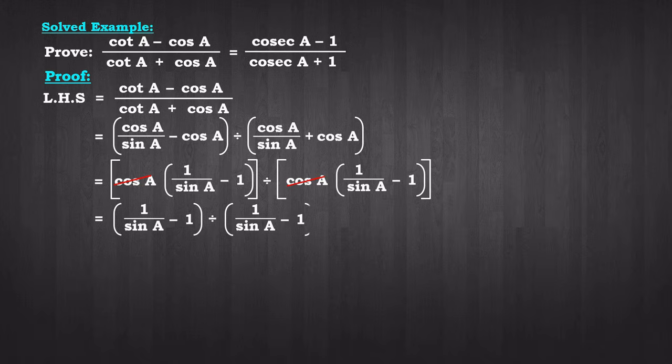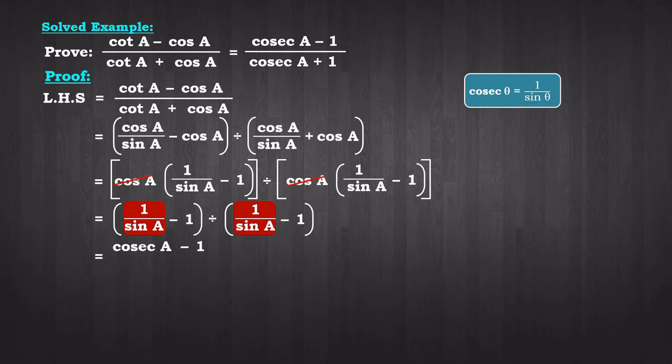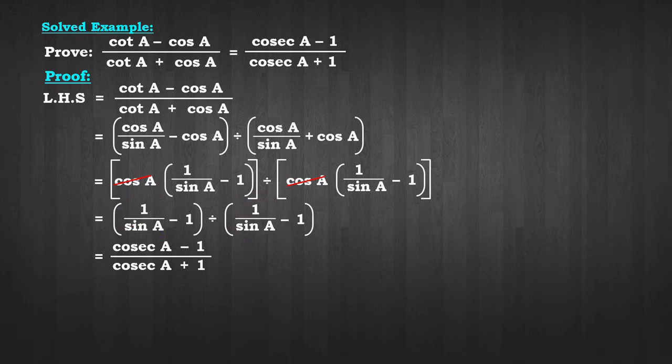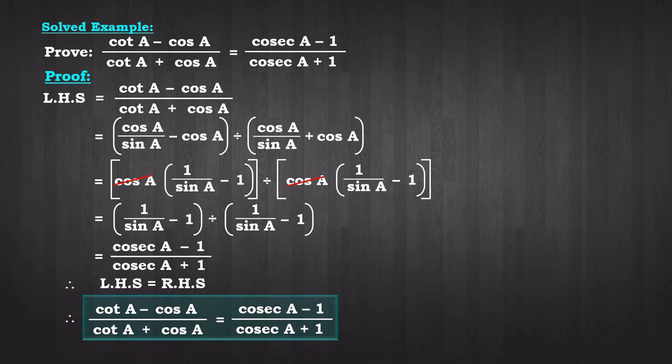We know that cosecant A is equal to 1 upon sine A. Substitute this into the expression. We get cosecant A minus 1 divided by cosecant A plus 1. This is exactly the right-hand side. Hence, the left-hand side is equal to the right-hand side. Therefore, cotangent A minus cosine A divided by cotangent A plus cosine A is equal to cosecant A minus 1 divided by cosecant A plus 1. Thus, the identity is proved.